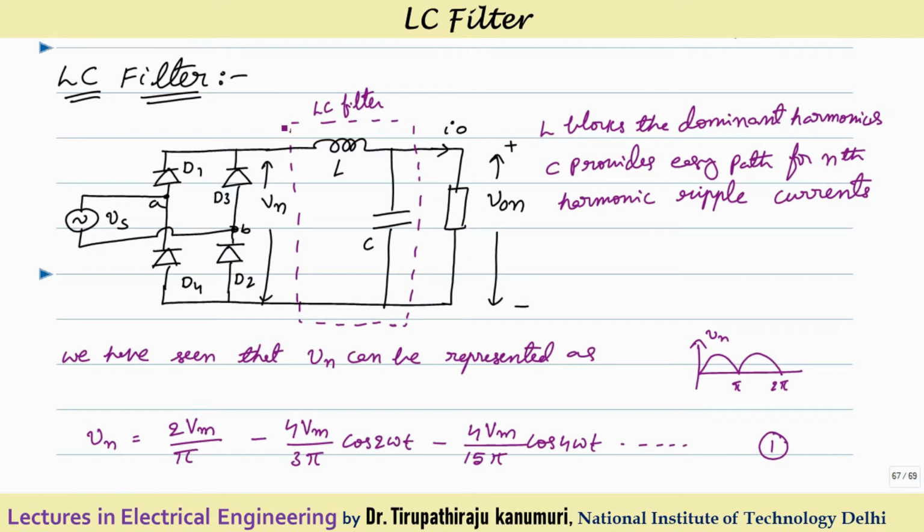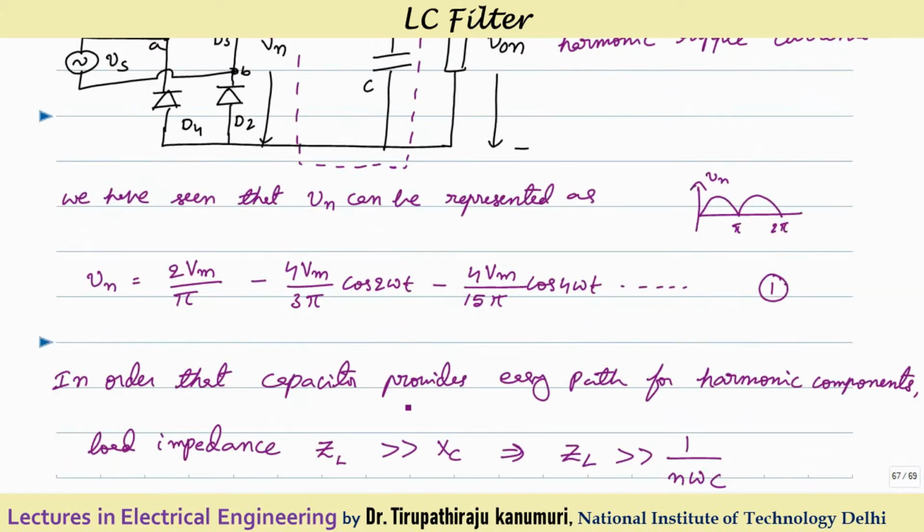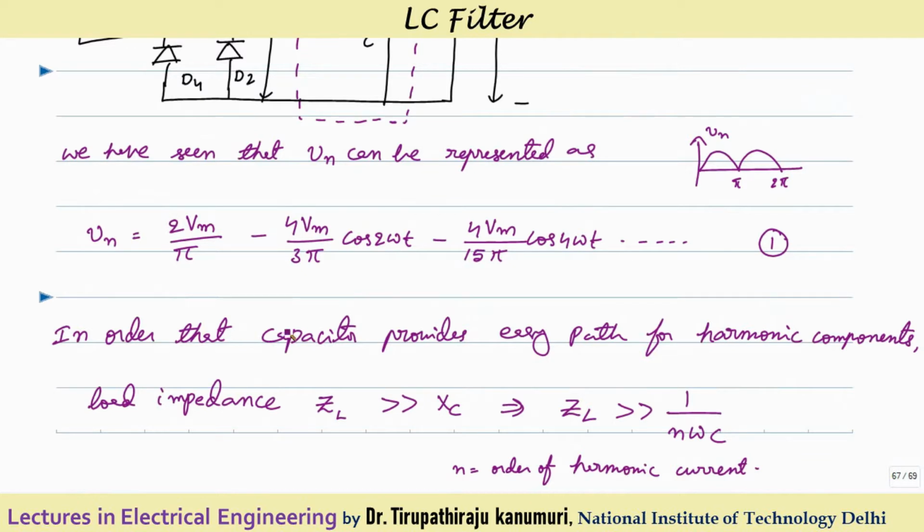And removing this load component, we have seen that the output of the full wave bridge rectifier will be in this form. This is my output voltage, which I am representing here by Vn. So out of this Vn, how much voltage will come across your load and what will be your load current? That we are going to analyze now, how the LC filter is going to improve that. We have already analyzed the equation. This output waveform, that means this Vn, can be represented as the sum of the DC component plus the AC components in this form using Fourier analysis.